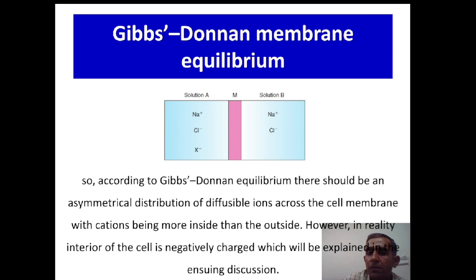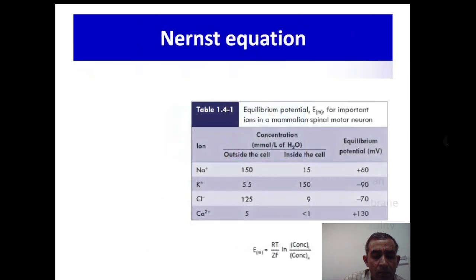Now the next are the equations which explain the genesis of the RMP. The first one is the Gibbs-Donnan membrane equilibrium. According to this equation, there should be asymmetrical distribution of the diffusible ions across the cell membrane, with cations being more inside than outside. However, in reality, the interior of the cell is negatively charged, which will be explained in the ensuing discussion. So one is the Gibbs-Donnan equilibrium, which explains the genesis of the RMP.